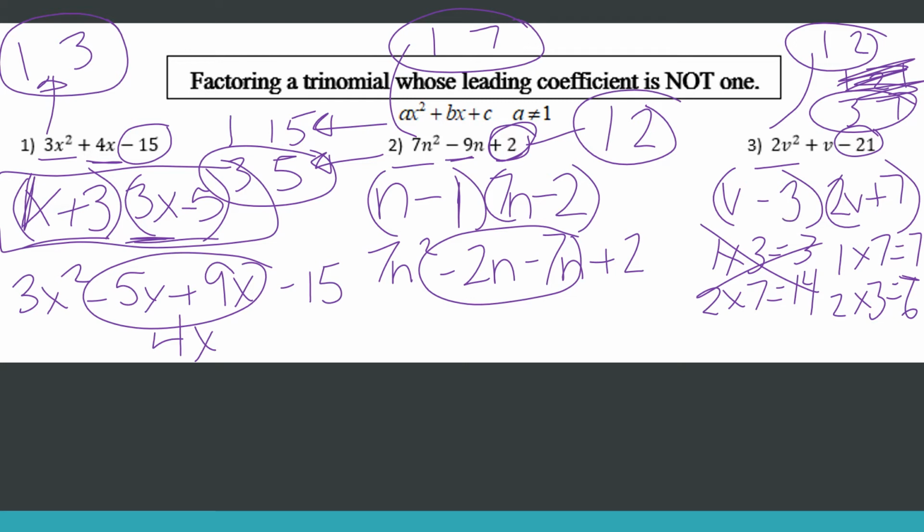There we go. Okay, so v times 2v is 2v squared. v times 7 is 7v. Negative 3 times 2v is negative 6v, and negative 3 times 7 is negative 21. So I have the front and the back terms, and these two in the middle do combine to give me positive 1, which is the original problem. So there is my final answer.